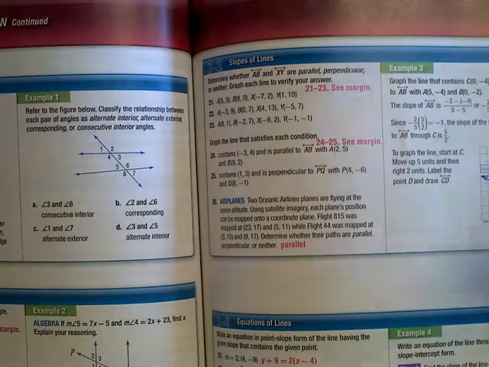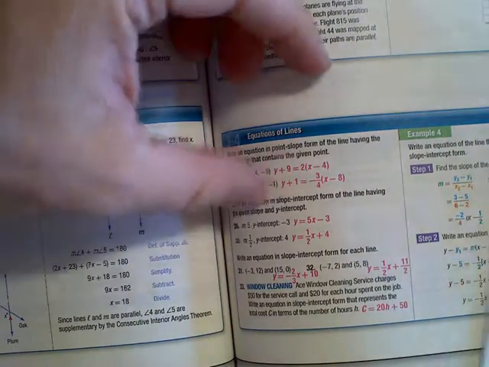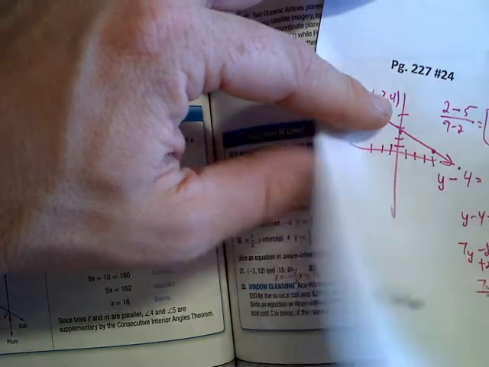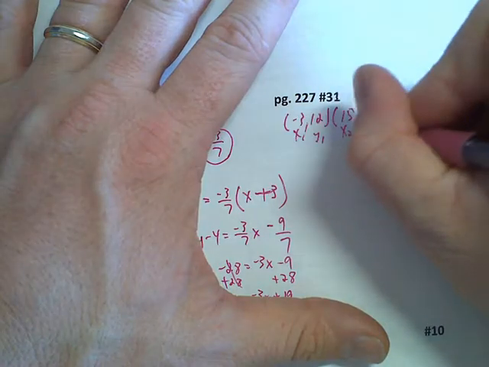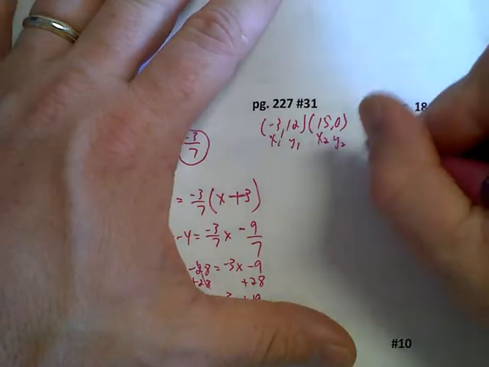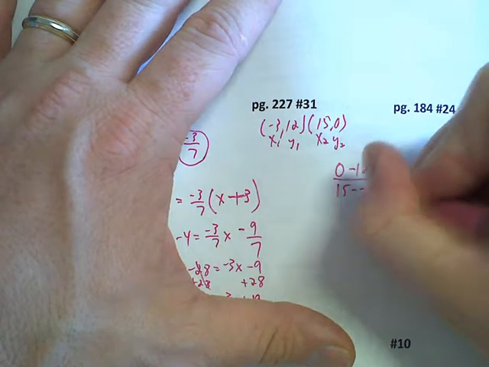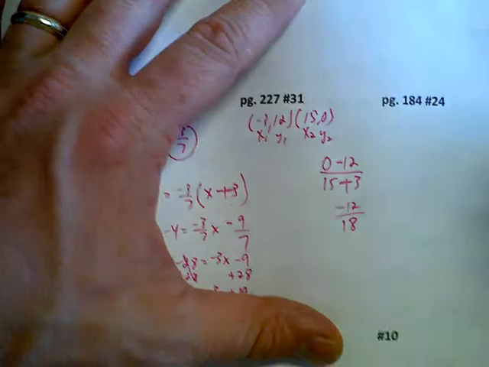Page 227, number 31. Write an equation in slope-intercept form. So, I am given 2 points. I'm given negative 3, 12. And I'm given 15, 0. So what I got to do is go ahead and find the equation through these 2 points. x1, y1, x2, y2. So my slope would be 0 minus 12 over 15 minus negative 3. So this would be negative 12 over 18.